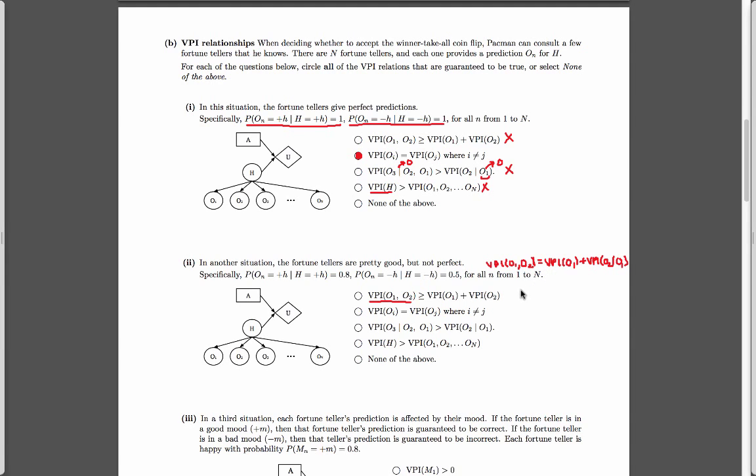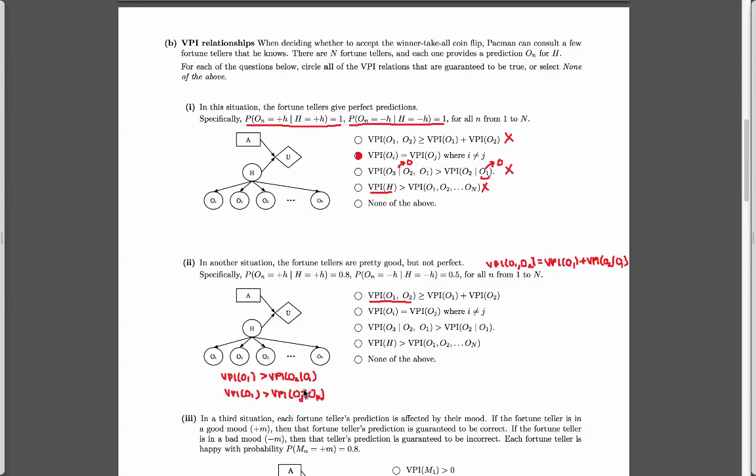So we also know that in this case, where we have these fortune tellers, the VPI of O1 is going to be strictly greater than the VPI of O2 given O1, and also that VPI more generally of a single fortune teller Oi is going to be greater than the VPI of some fortune teller Oj given another fortune teller Ok.